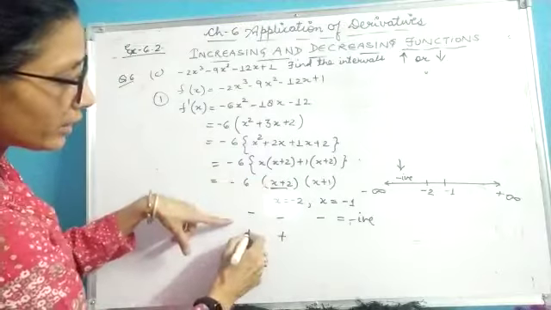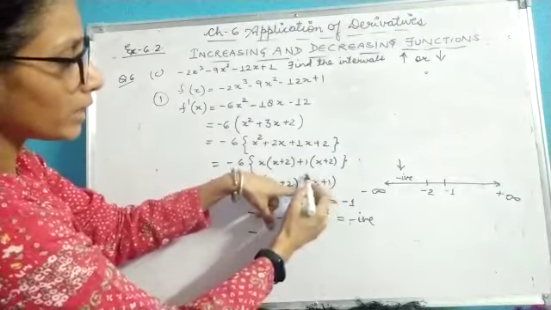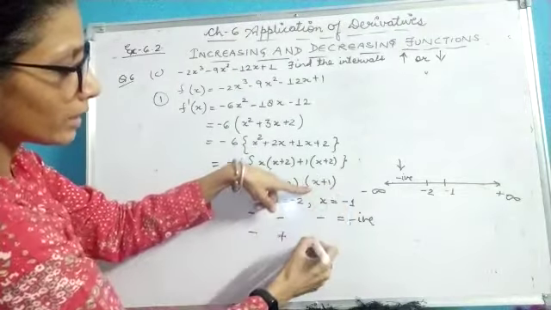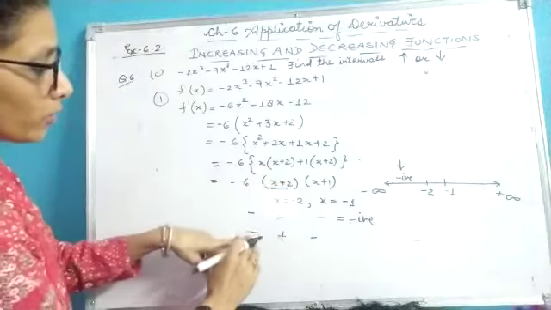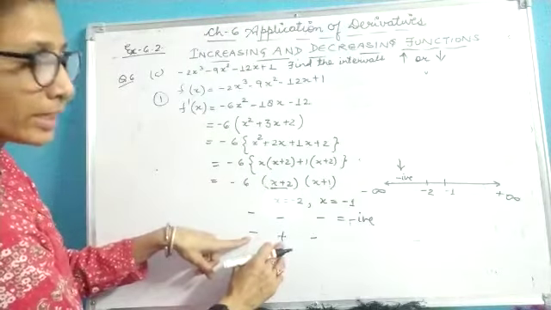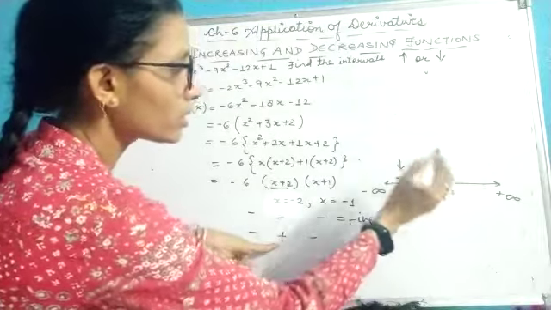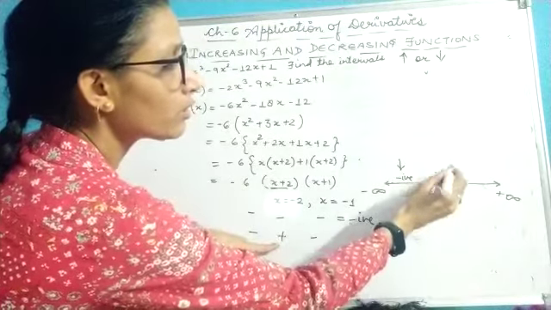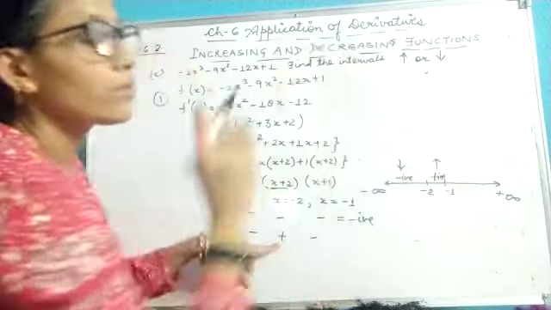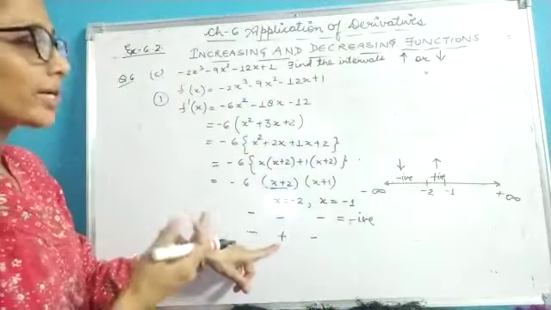This is already negative here. If I am taking minus 1.2 here, then again I will be getting a negative point. So negative into positive is negative. Negative into negative is positive. That means for this interval I am getting the positive values. That means in this interval the given function is strictly increasing.